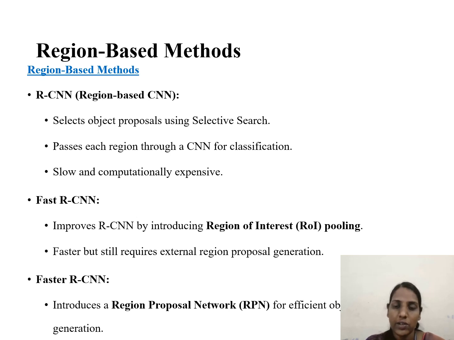Then Fast R-CNN improves the time complexity. We are using ROI pooling, which is nothing but region of interest pooling. It is faster, but it still requires external region proposal generation. The next one is Faster R-CNN. Here we are using an RPN, a region proposal network, which is very efficient for object classification and proposal generation.